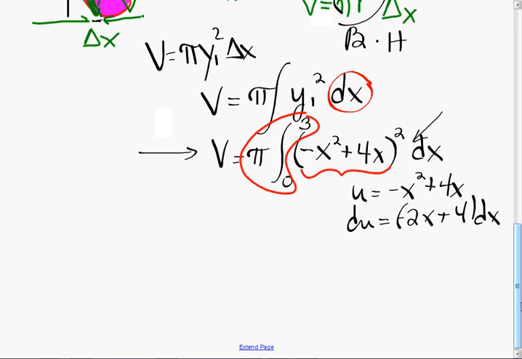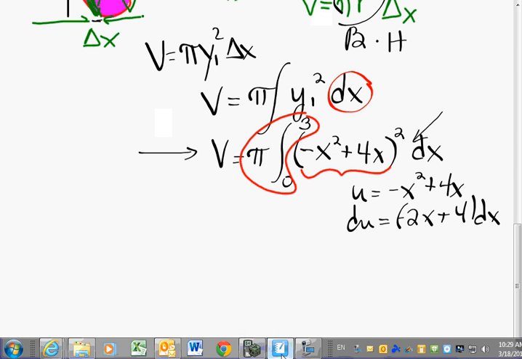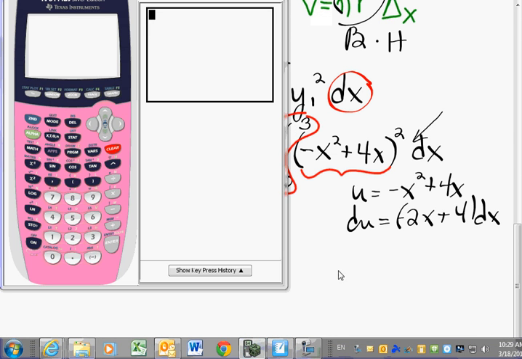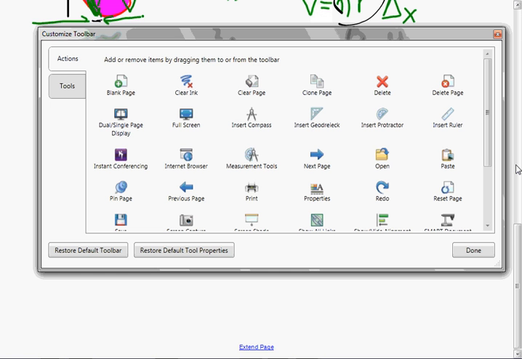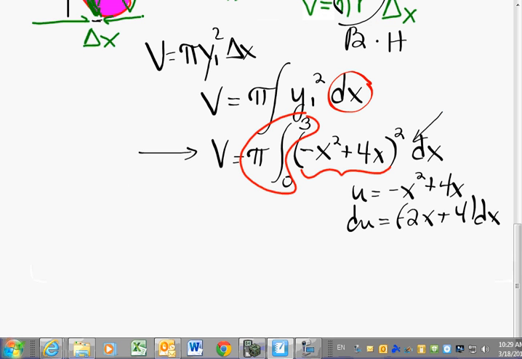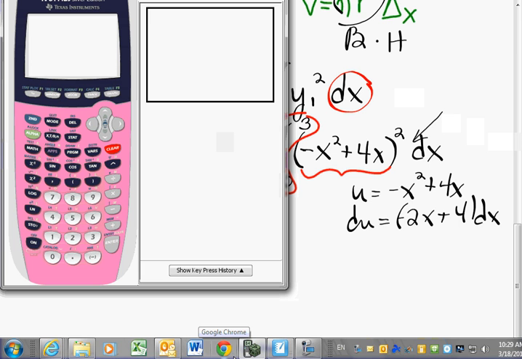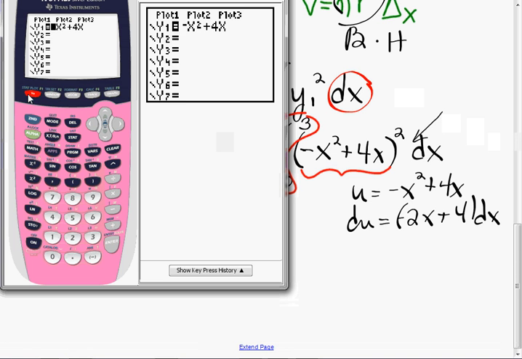So I'm going to get my calculator out. Mine's probably already set up because I just did this problem. Oh, no. That was not the plan. Okay, ready? Okay, guys? And we want to put in y equals minus x squared plus 4x. I did that already.